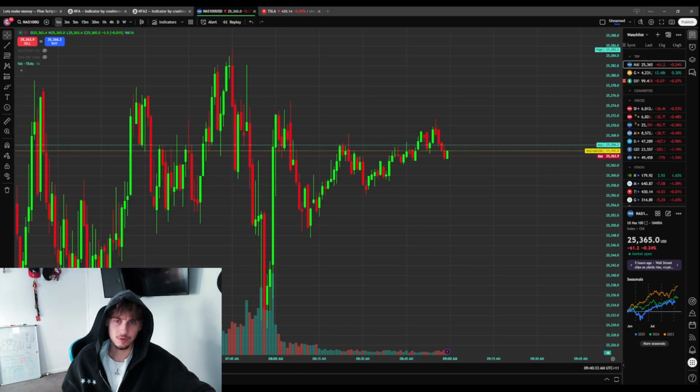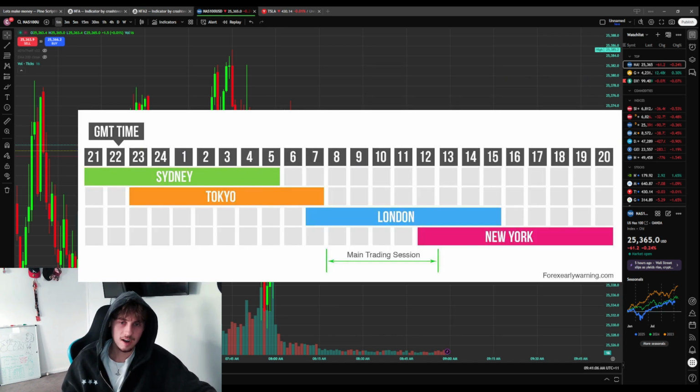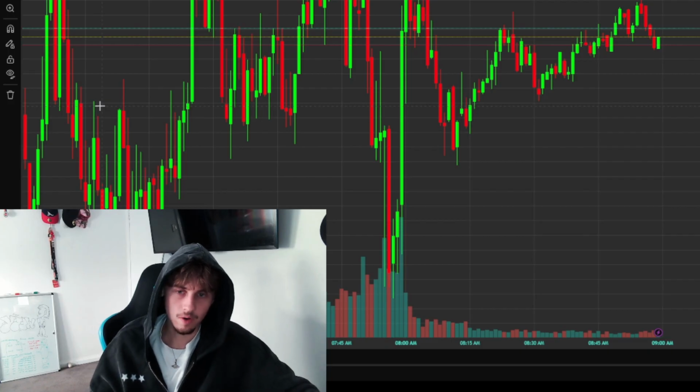Now, trading hours are also super important. Market 24-hour clock is a website that shows you which markets are open around the world. The 3 main times are Asia session, London session, and New York session. Some markets can be traded before and after hours, but trading volatility is greatly decreased.